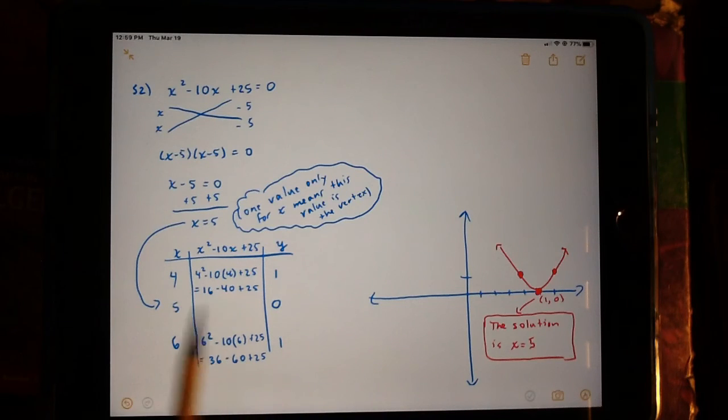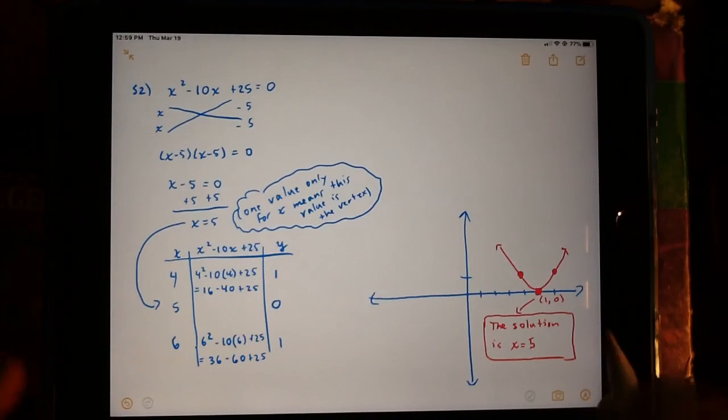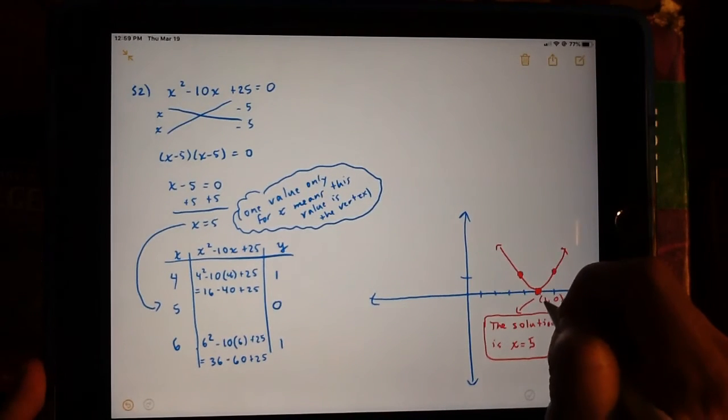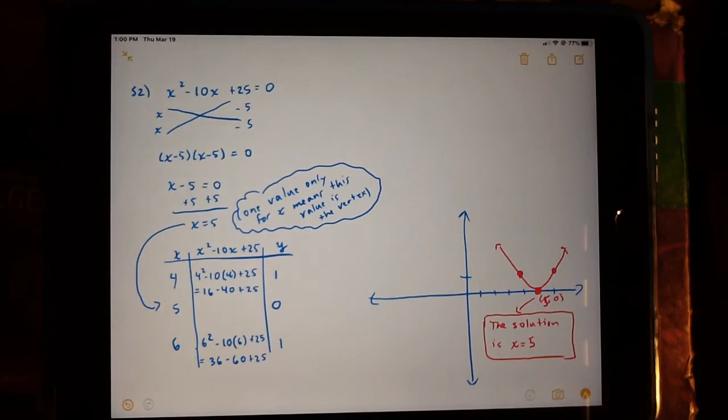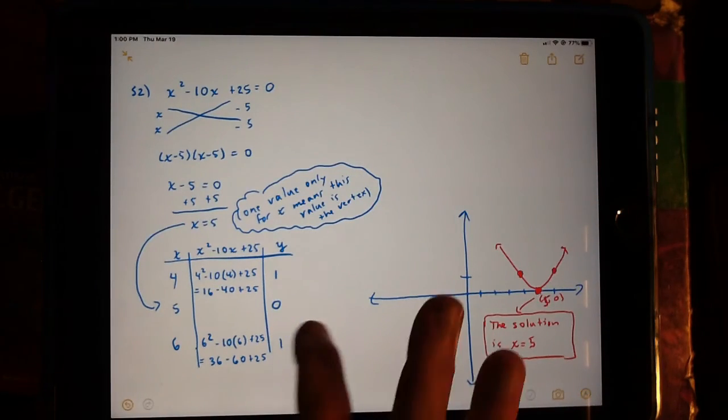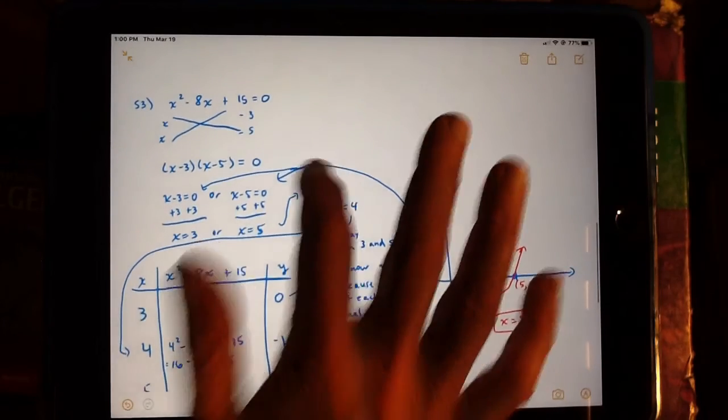That's why you see nothing in the middle of my table of values here to know that when x is 5, y is 0. When x is 6, y is 1. Here are these points plotted on my parabola, and that gives me the solution that x is equal to 5 because there is only one x-intercept, and that x-intercept is at 5, 0. I'm going to go ahead and fix that up here because it should read 5, 0 instead of 1, 0 there. All right, next step, sample 3.